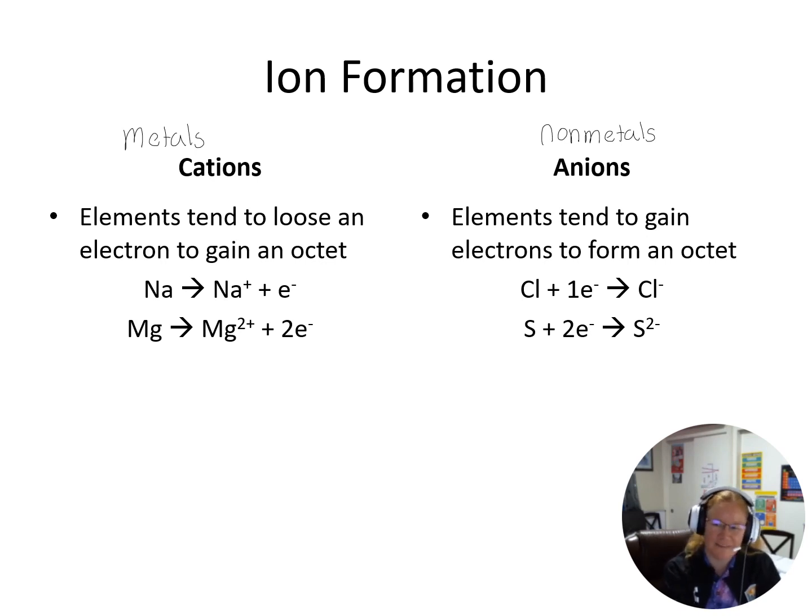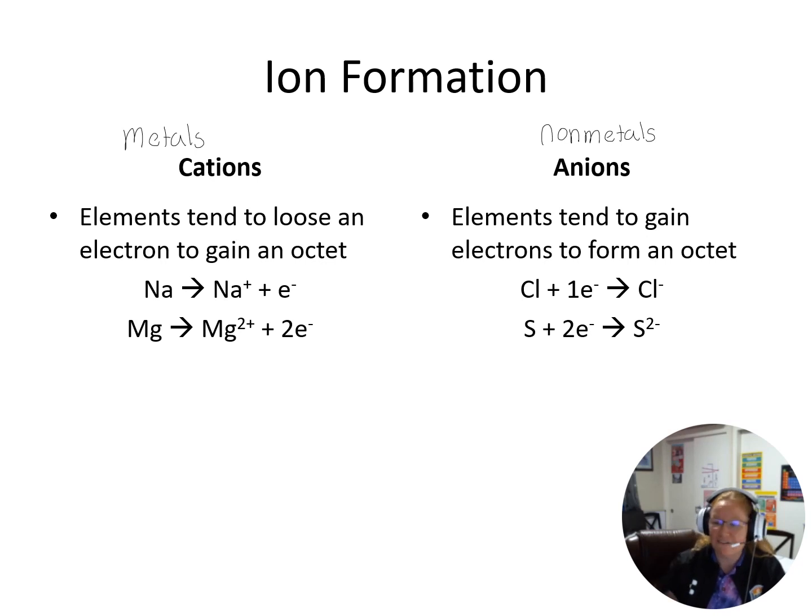So let's think about this. If I have something like sodium with 1 valence electron, what's going to be easier, losing 1 valence electron and looking like the previous filled noble gas, or gaining 7 more and trying to get up to the upcoming noble gas? Well, it's easier to lose 1. Same thing with magnesium. It's got 2 valence electrons. It's easier to lose 2 than it is to gain 6. Same thing if I have 3 valence electrons, like aluminum. It's going to be easier for aluminum to lose 3 than to gain 5.